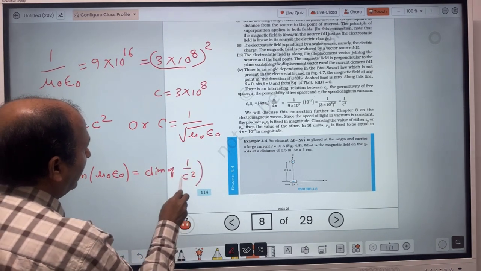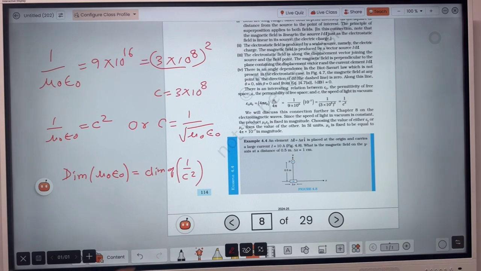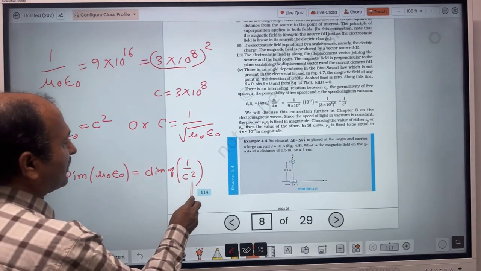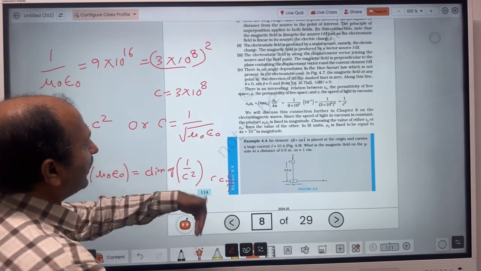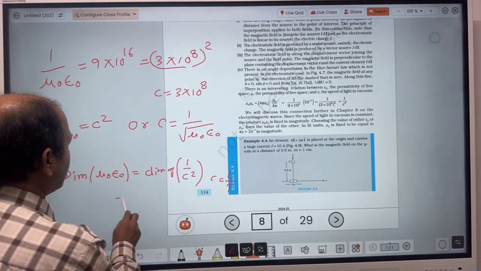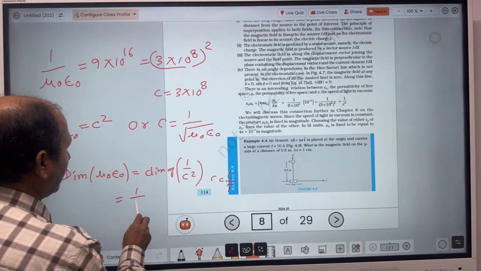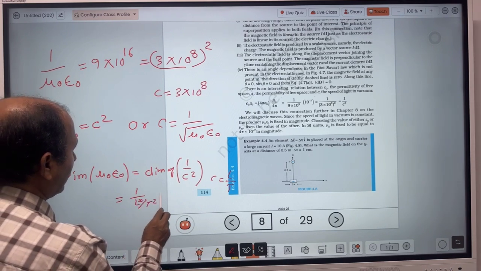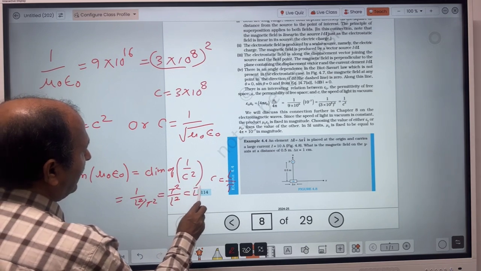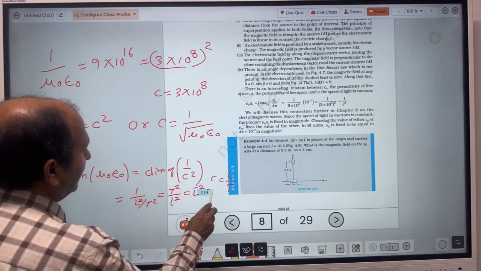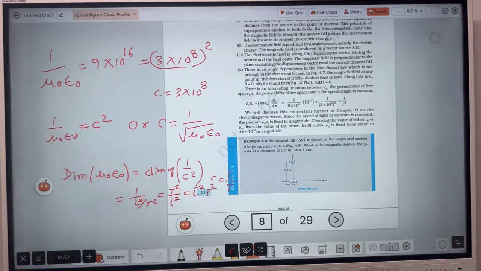1 upon c square. C is the speed of light. Speed means distance upon time. C will be L upon T. So T upon L. So this will become 1 upon L square upon T square, or T square upon L square, which will give L to the power minus 2 T square. So this is how you can find the dimension. So this is one important question, and you should know.